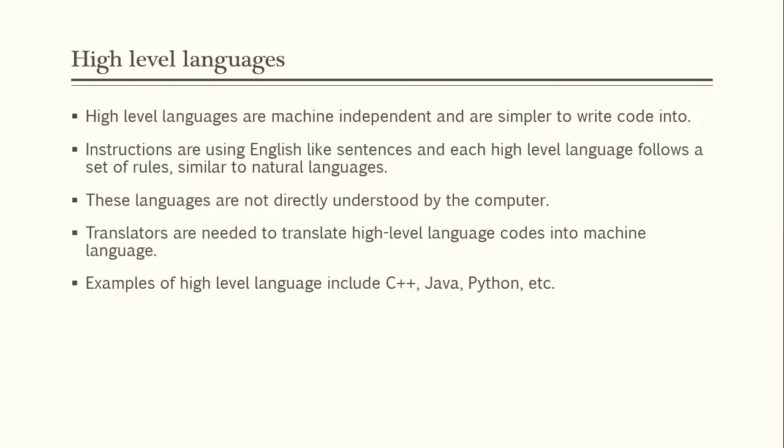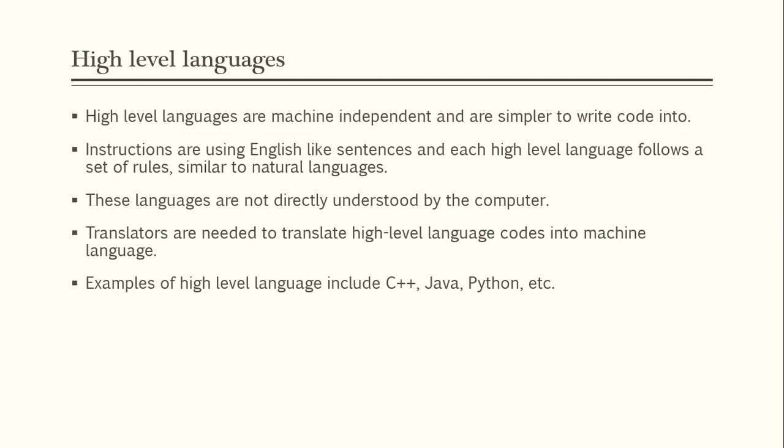So all the Python we are going to learn is a high level language, and we are going to be writing literally in English, and the computer is going to understand it. But how is it possible that the computer will understand it? Didn't I just tell you the computer does not understand high level language? Well, these languages are not directly understood by the computer. Translators are needed to translate the high level language code into machine language.